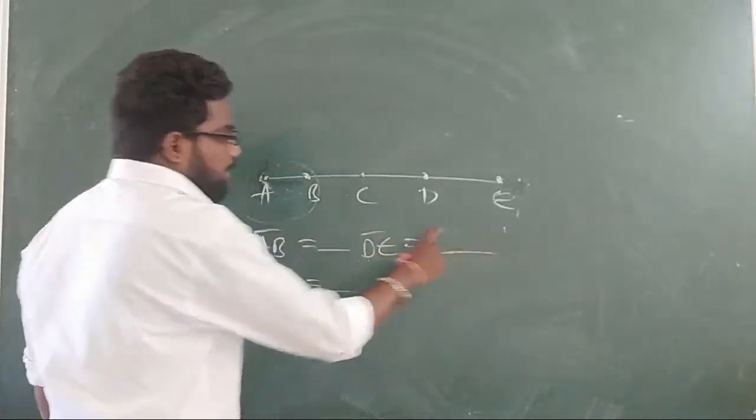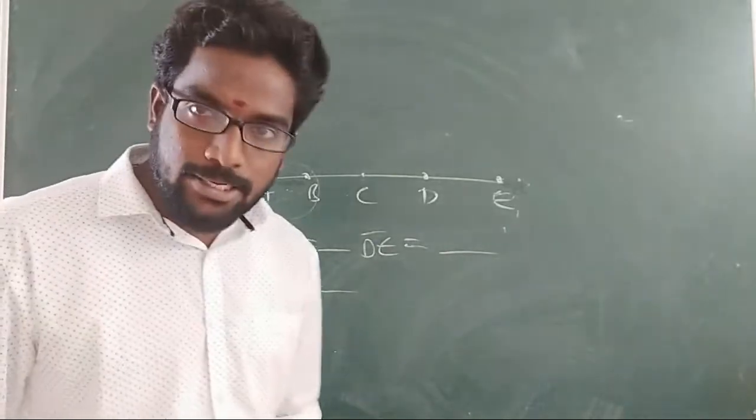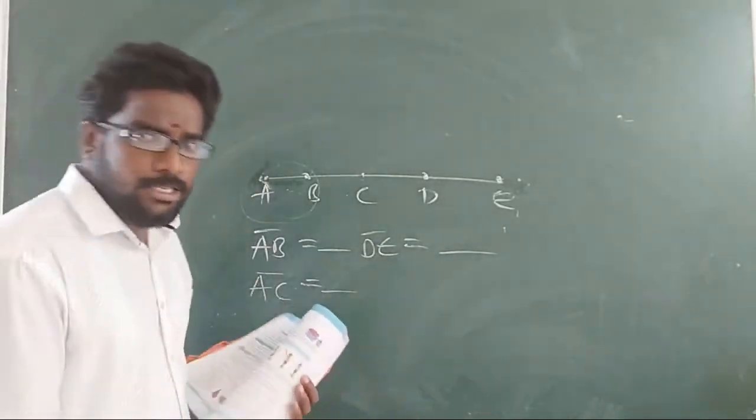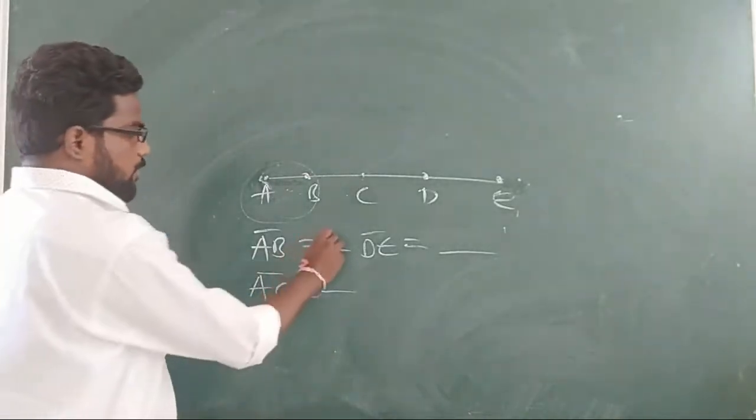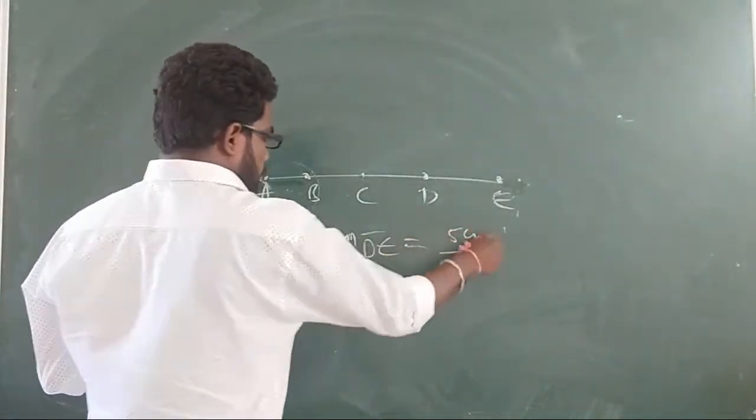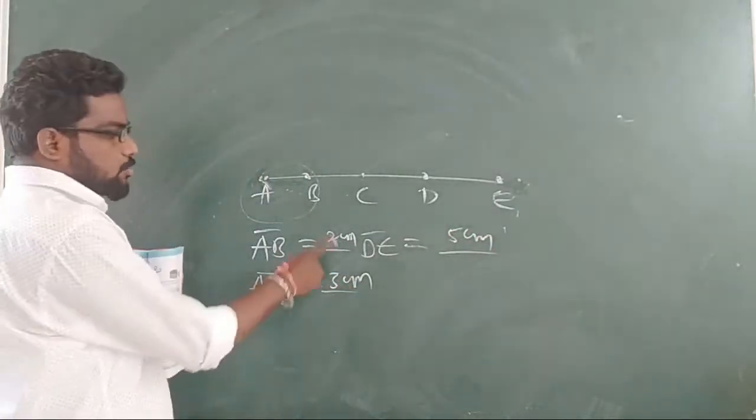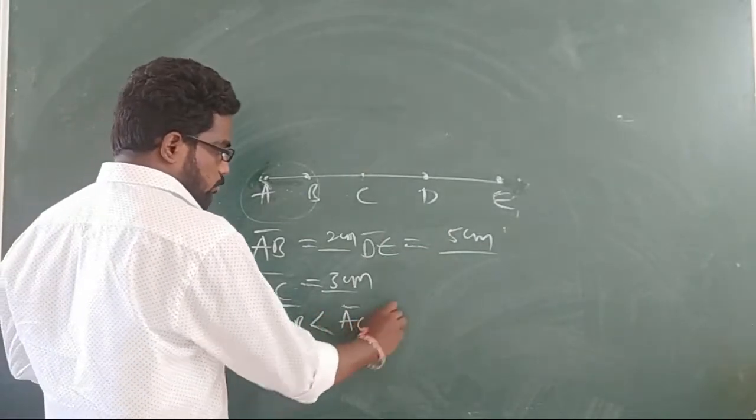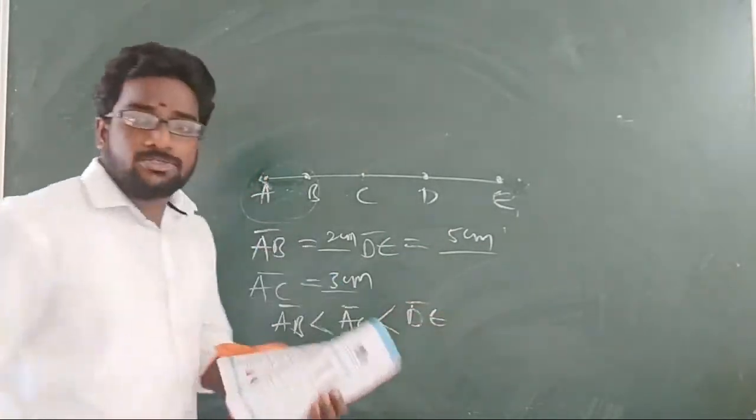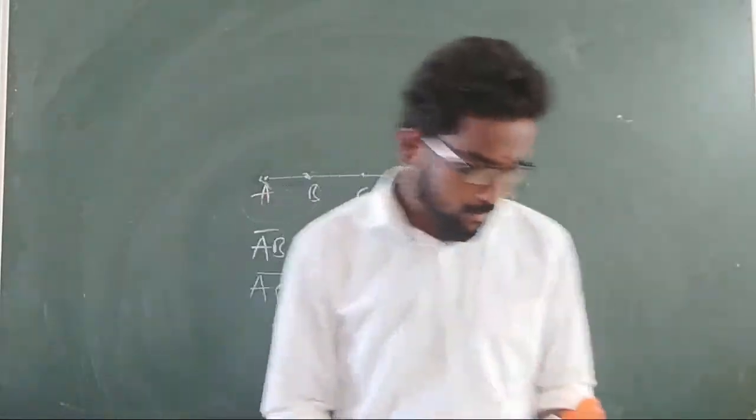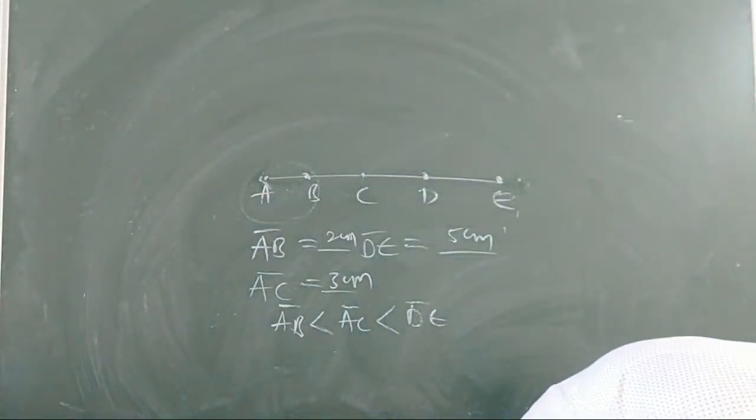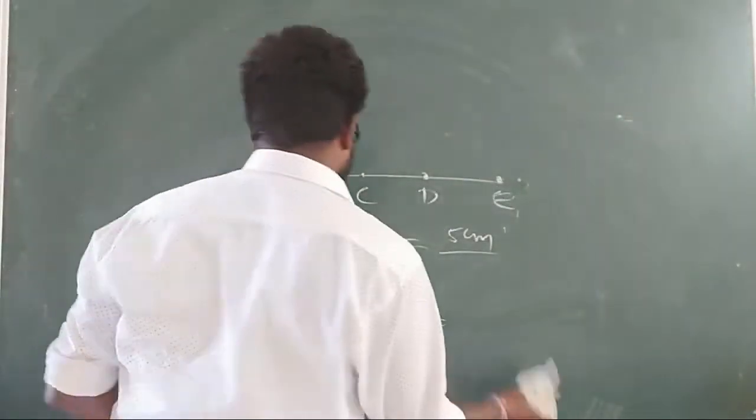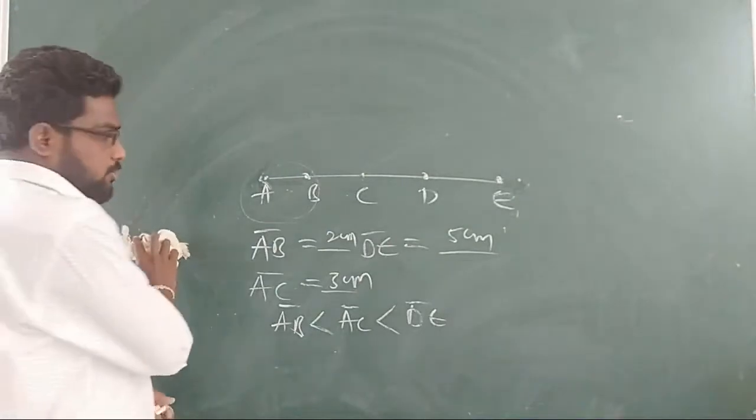After getting the measurements, you have to write them in ascending order, according to their length. For example, if it is 2 centimeters, 5 centimeters, 3 centimeters, then you have to write them in ascending order. First AB, smaller than AC, smaller than DE. Exercise 5.1 third bit, this is just for the participant who asked me. Like this you have to complete the problem. Do you understand? I think you understood already.